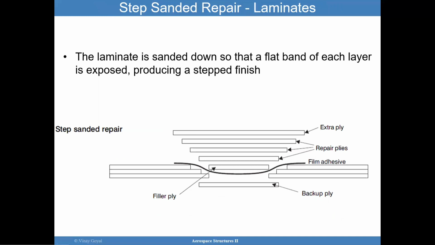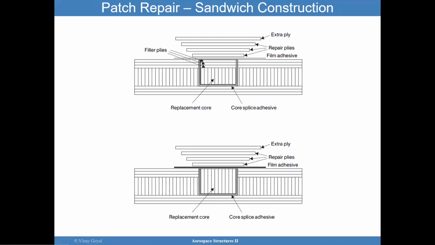The laminate is sanded down so that a flat band of each layer is exposed, producing a step finish. That's the whole idea. And here at the bottom, you're going to have a backup ply that's going to help you out.